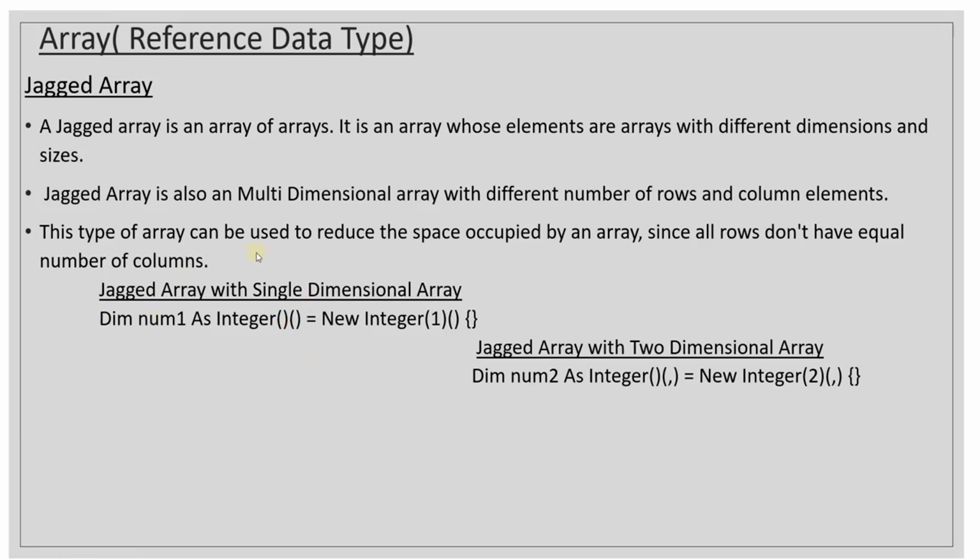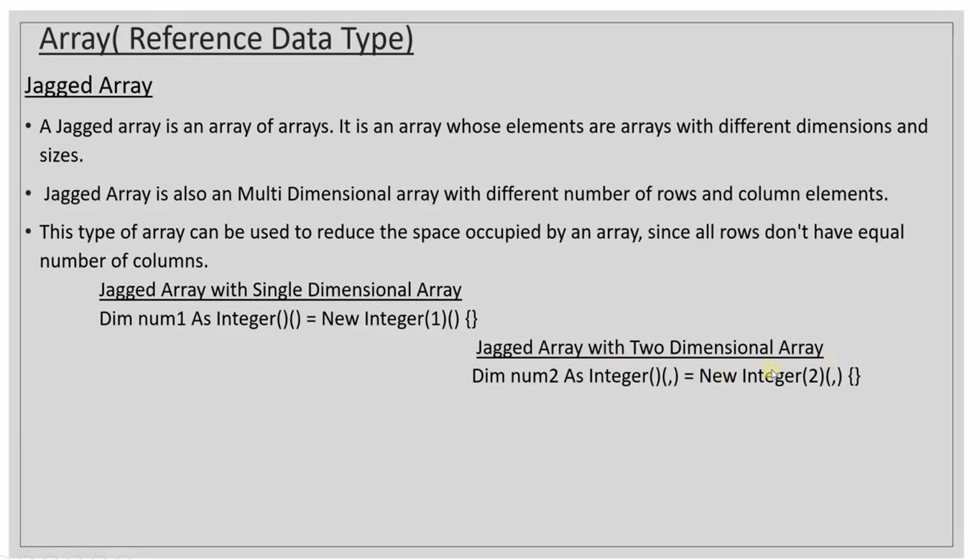Okay, and the next bracket specifies the dimension of an array, which is going to be stored as value. Now, how can we declare a jagged array? Dim num1 is a jagged array as integer type. Okay, new integer 1, then bracket, and then this is the array's statement. In this bracket we can write the elements of the array.